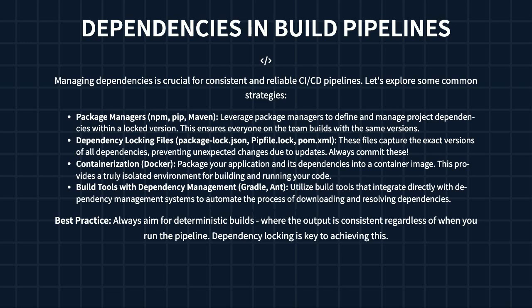These managers often create lock files, such as package-lock.json or Pipfile.lock. These files essentially pin down the exact versions of all dependencies, so everyone working on a project builds with the same set of components. Another powerful technique is containerization using Docker. This packages your entire application and its dependencies into a self-contained environment. Finally, build tools like Gradle or Ant often have built-in support for dependency management, streamlining the process even further. Remember to always commit those lock files. They are vital for ensuring consistent builds.